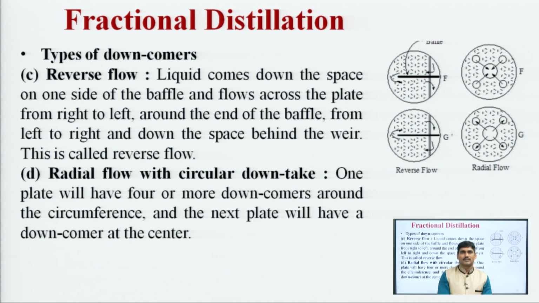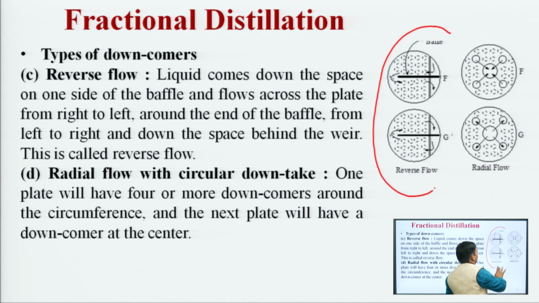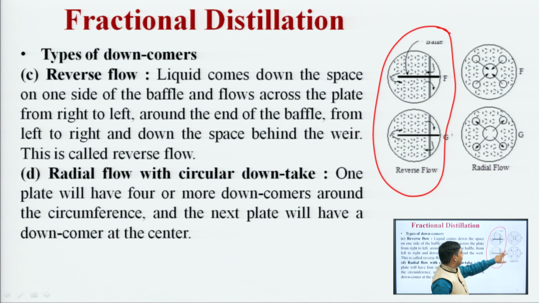Now, the next type of downcomer is reverse flow. As we will see in the diagram, this is plate F and this is plate G, okay. And these are called baffles. These are called baffles. So, okay.